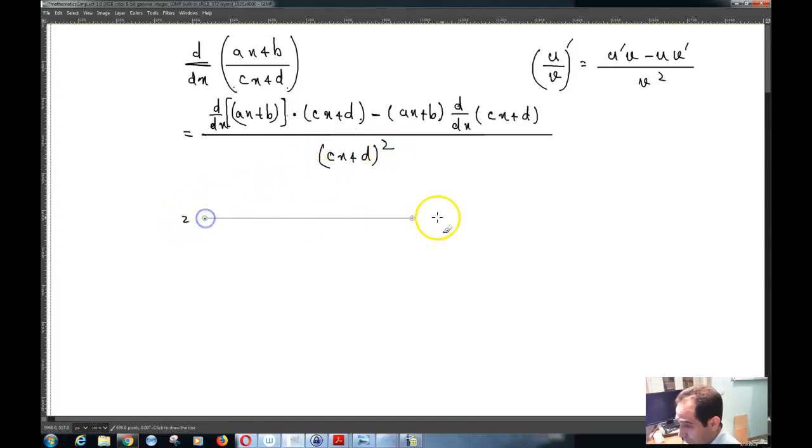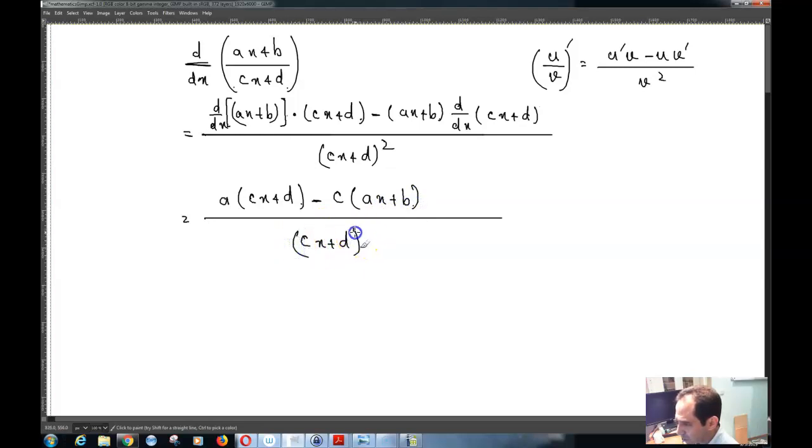Of course you know that the derivative of ax plus b is only a. So a times cx plus d, minus the derivative of cx plus d, which is only c, so c times ax plus b, over cx plus d whole squared. So that's basically that. So question number 5. And of course you can probably simplify this as they have done.